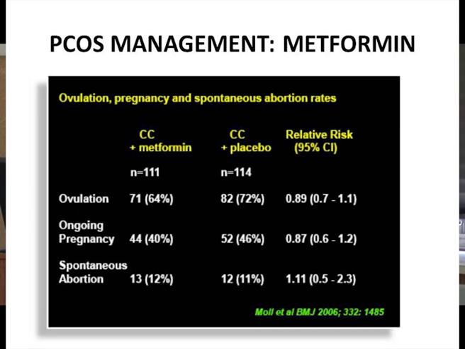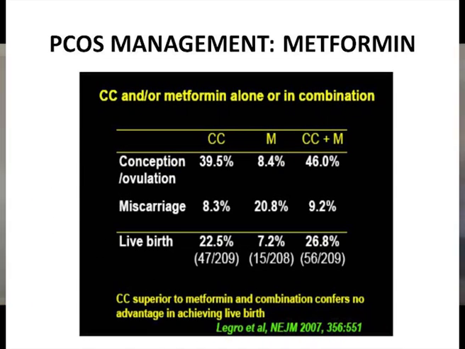Now, you look at your pregnancy rates, 44, 52, no significant difference if you look at your confidence intervals. So there's no difference whether you add metformin to clomiphene. These are according to Moll at that time. And then you look at your miscarriage rates, equally so. So you would argue, what is the benefit of adding metformin to somebody who's clomiphene resistant if it's not going to offer any benefit in terms of ovulation, ongoing pregnancy rates, and miscarriages?